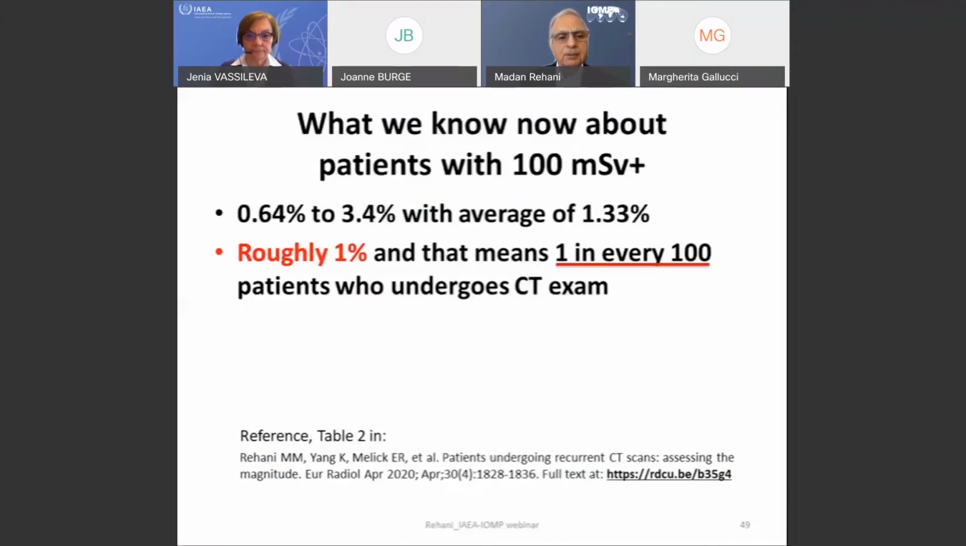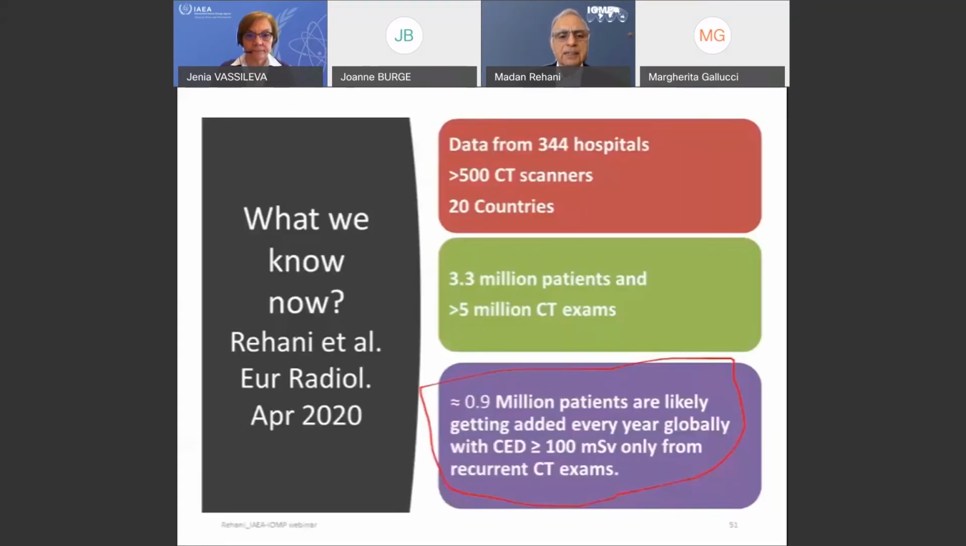Recently, there is a paper from 2 days ago from ESA studies. They have taken the average, and they have found an average value of 0.5%. So that is roughly the range. This is only from recurrent CT exams. It does not involve the nuclear medicine exams that these patients may have had, and it doesn't involve interventional procedures.